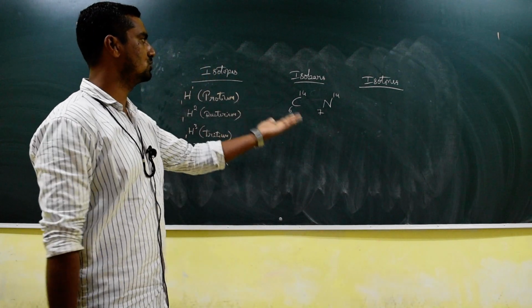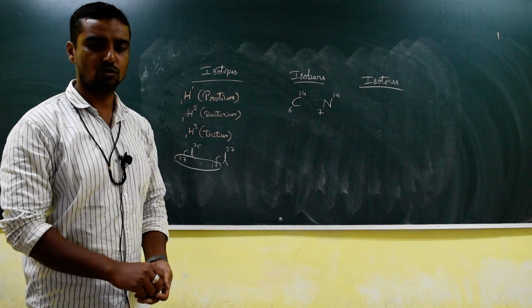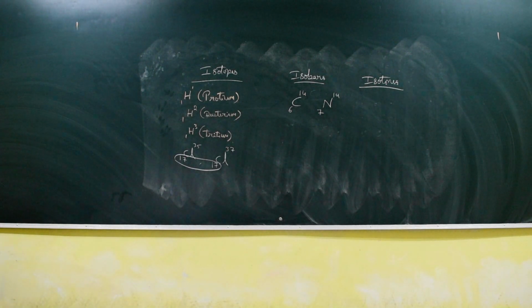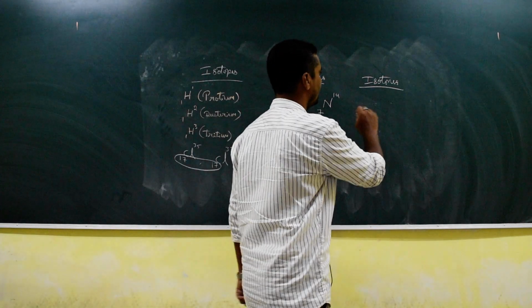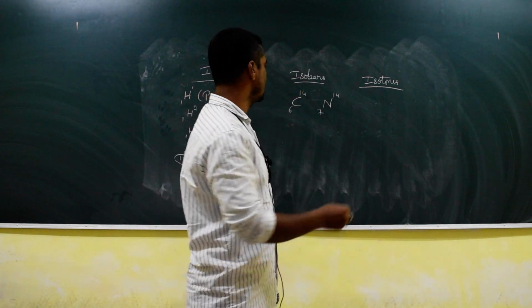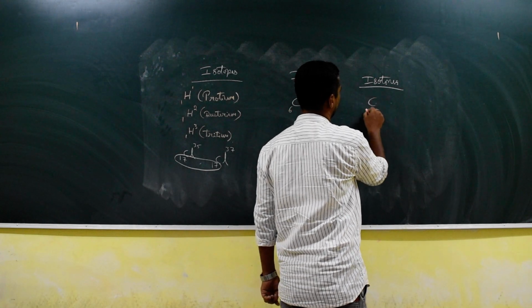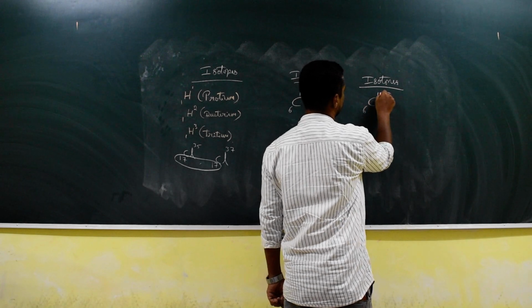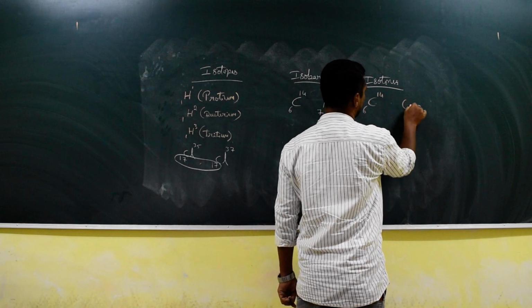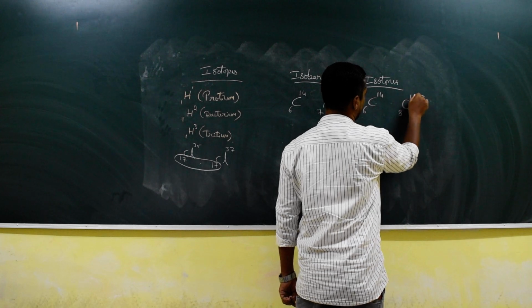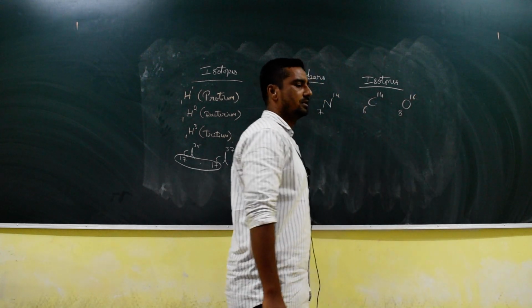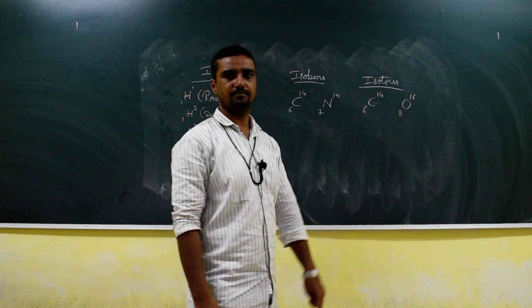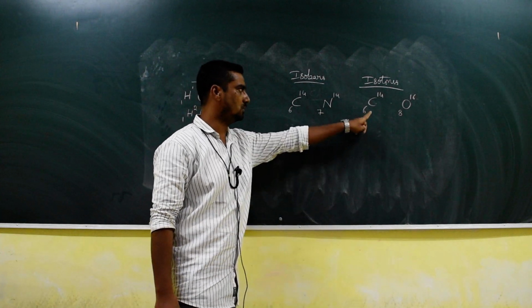Right. So now we will go for isotones. Take the color chalk. If we go for isotones, in this case, in carbon, the atomic number of carbon is 6, and the mass number is 14. If we go for oxygen, the atomic number is 8, and the mass number is 16. So this is an isotope of the carbon atom.